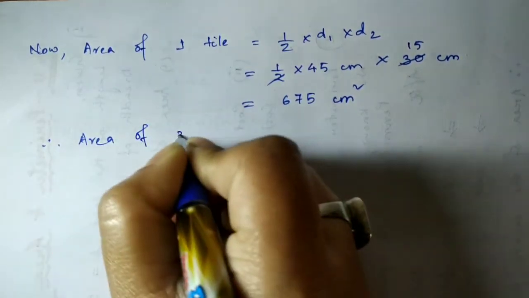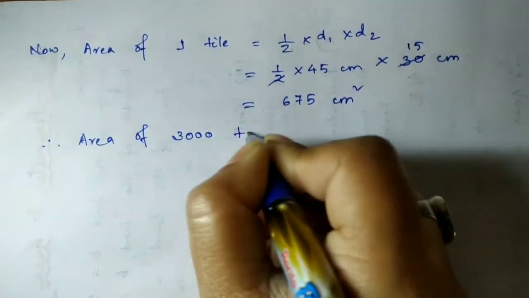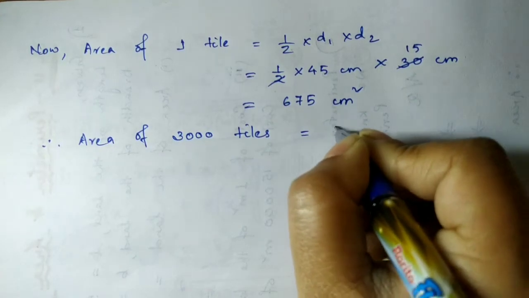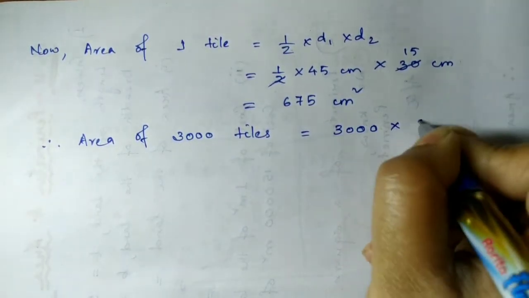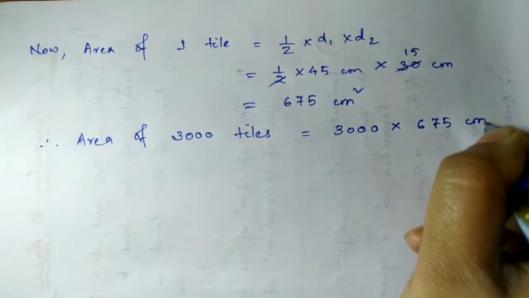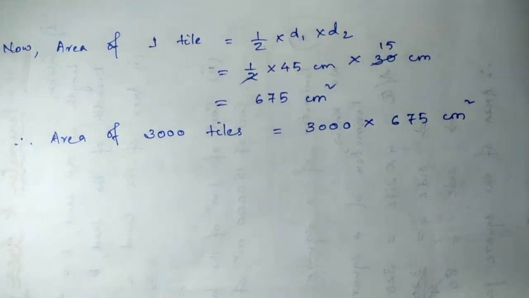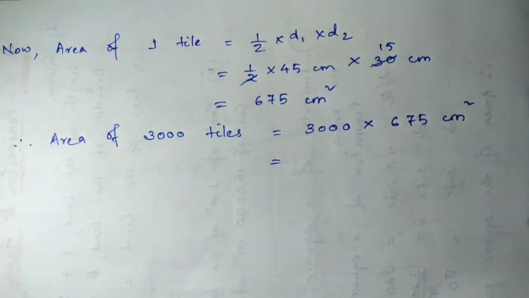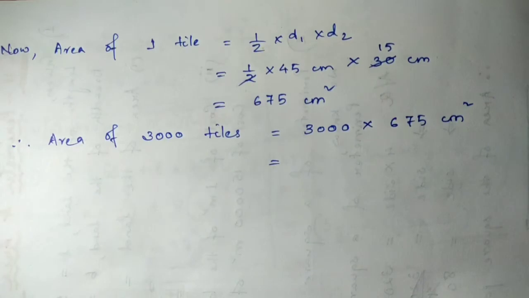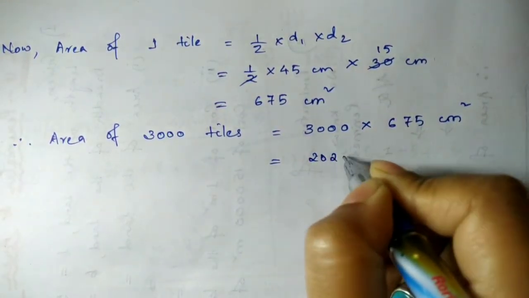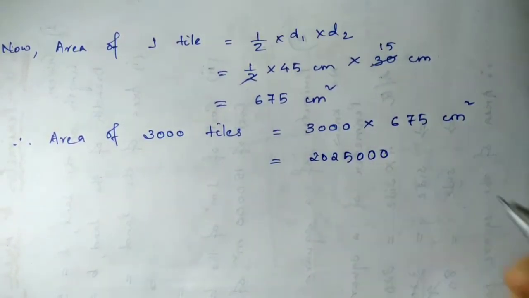the area of 3000 tiles will be equal to how much? 3000 into 675 centimeters square. We just have to multiply this. So the answer will be 2025000 centimeter square.